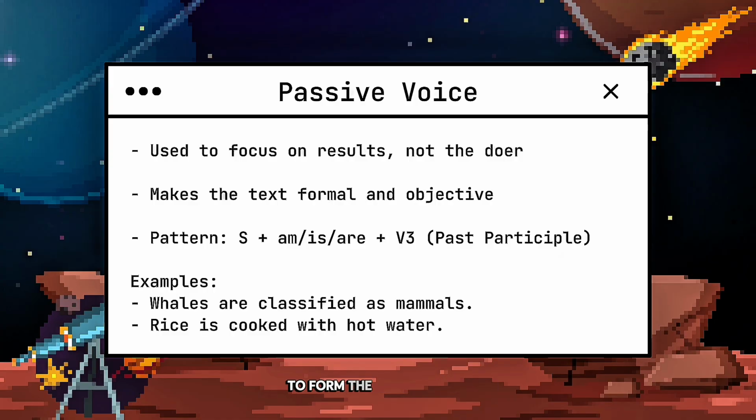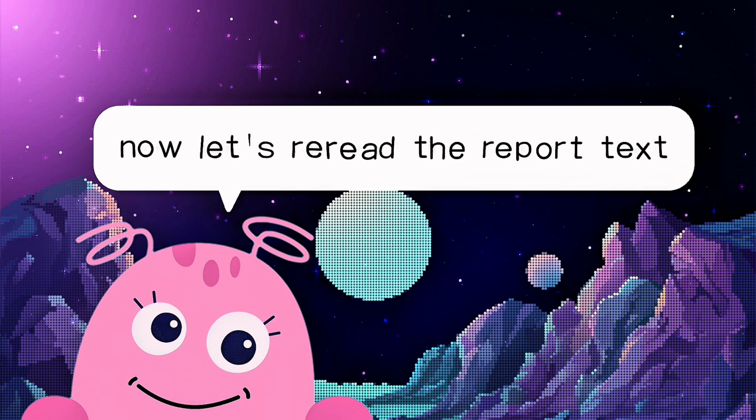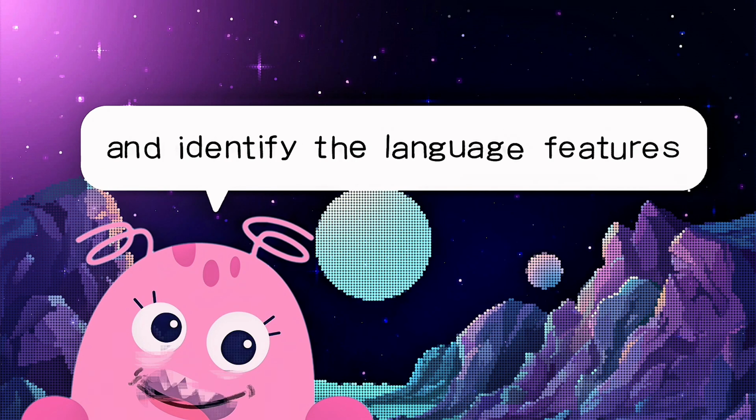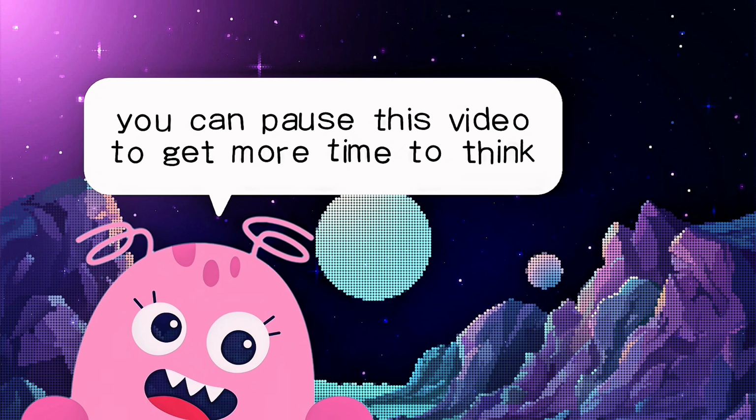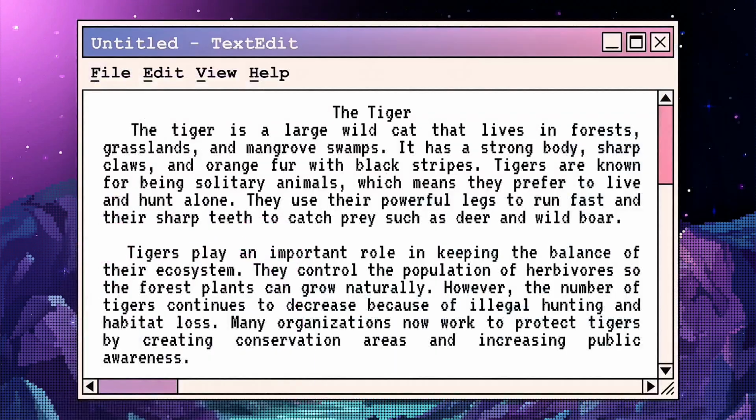To form the passive voice, we use the pattern subject plus am/is/are plus verb 3, past participle, such as rice is cooked with hot water or the samples are collected for research. Passive sentences give the text a more formal and objective tone, making them commonly used in scientific descriptions or factual reports. Now, let's reread the report text and identify the language features. You can pause this video to get more time to think.